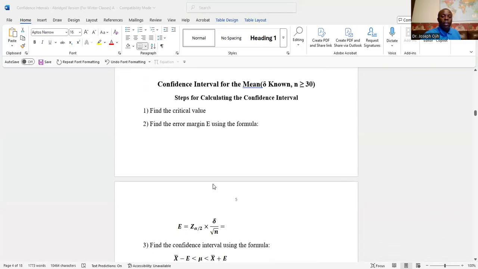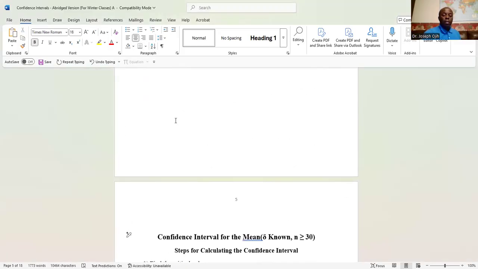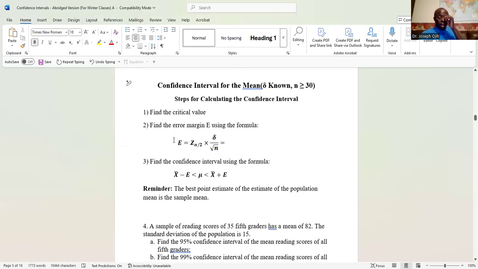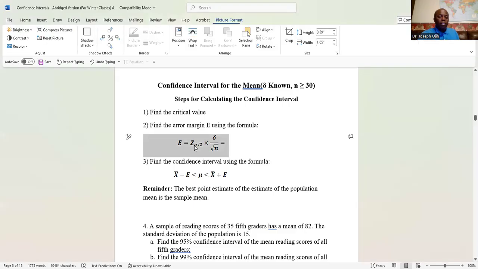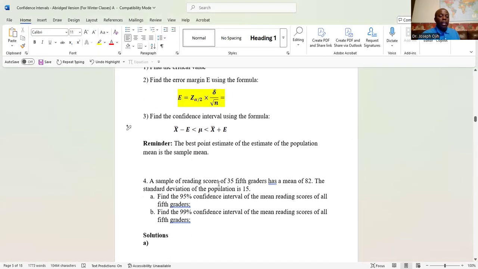Let's now look at how to find the confidence interval for the mean when the sample size is large. In statistics, we say that the sample size is large when it is greater than or equal to 30, so long as the samples are selected at random. The first step is to find the critical value. The second step is to find the error margin using this formula here. Then find the confidence interval using the formula below it, right here.